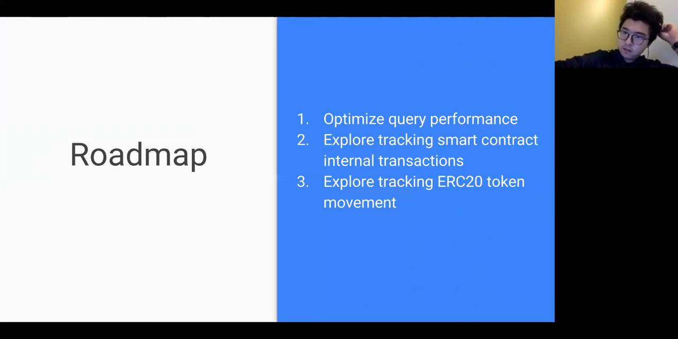The second and third things are kind of related. I want to explore if I can use Presto to track smart contract internal transactions, just like how Etherscan works. And if I'm able to do that, I should then be able to track ERC20 token movements. If that can be done, that would be really cool, and it could be useful for anyone who wants to build trading bots on tokens or whatever.